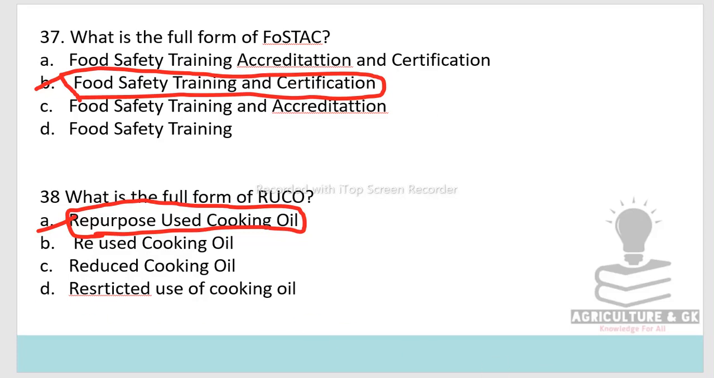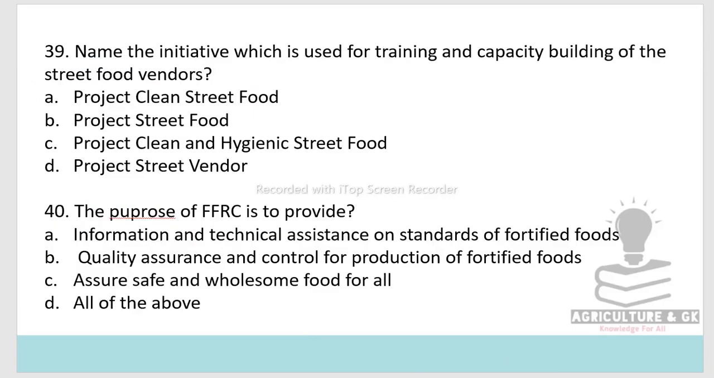Now moving to the next question. Name the initiative which is used for training and capacity building of the street food vendors. Project Clean Street Food, Project Street Food, Project Clean and Hygienic Street Food, Project Street Vendor. So which of these projects is an initiative that is used for training and capacity building of street food vendors? So the Project Clean Street Food is used for training and capacity building of the street food vendor. So our answer will be option A.